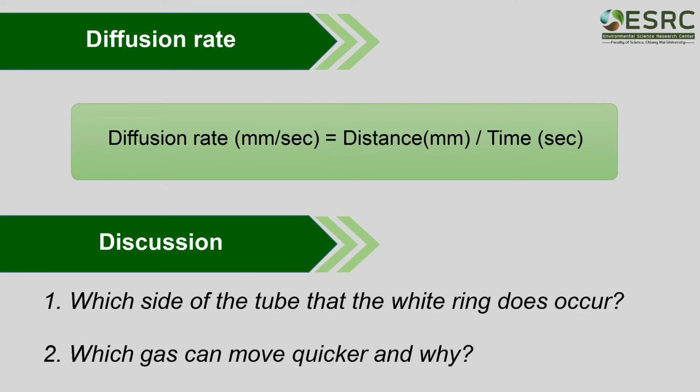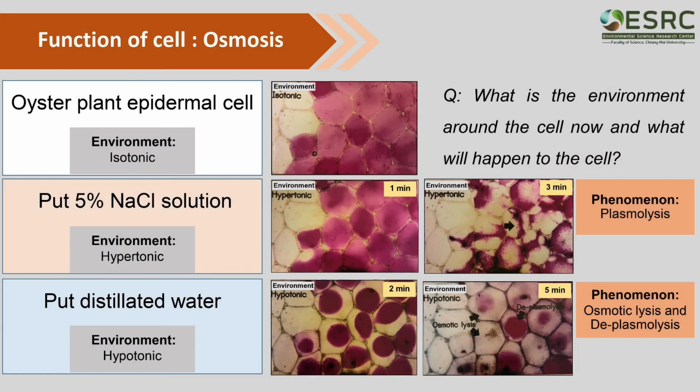The diffusion rate of each gas can be calculated from this equation. Please answer the 2 questions at the bottom of this page. The next term is osmosis.